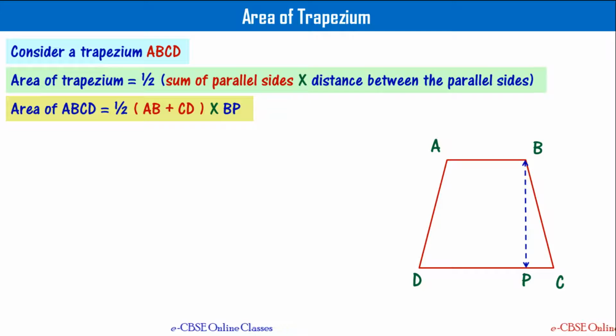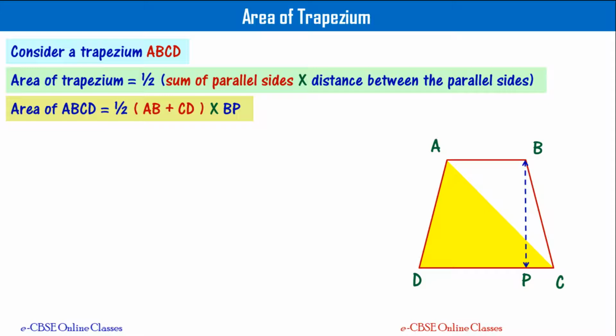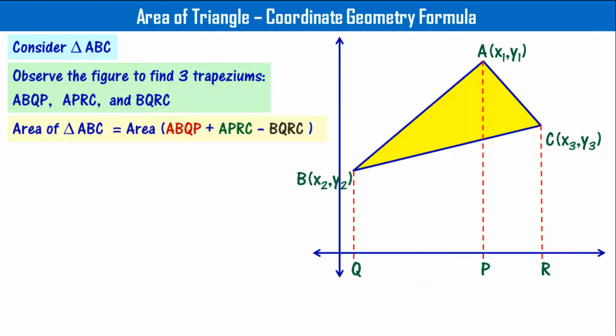If you have any questions about this particular formula, you can imagine this particular trapezium as a combination of two triangles. One is ACD and other one is triangle ABC. You can use half base times height formula to compute the area of these two triangles and then sum them to get area of trapezium ABCD. You end up with this particular formula only, whatever we have shown here. You can verify that. Now let's go back to area of triangle coordinate geometry formula.